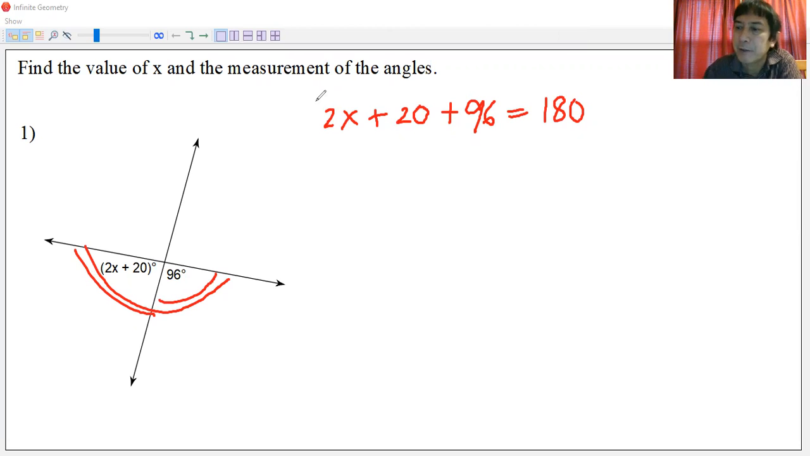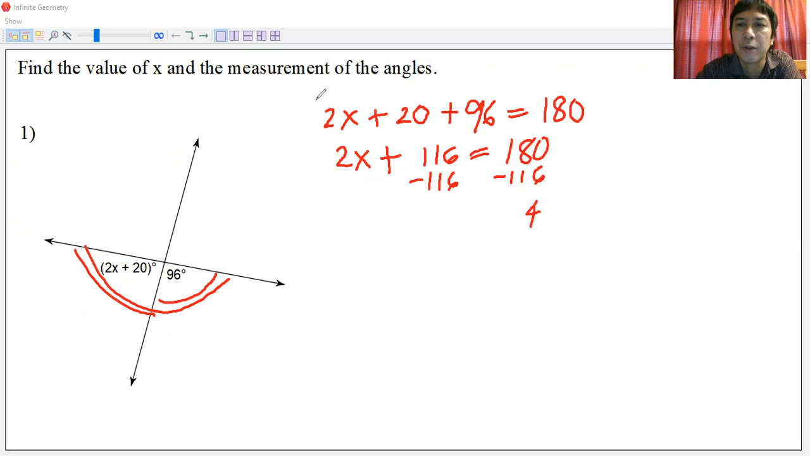So let us solve for x. This will be 2x, and this is 20 plus 96, which will be 116, equals 180. Now subtract 116 from both sides. This will be 4, and this will be 64, equal to 2x. And at this point, we're going to divide by 2, and x is 32.